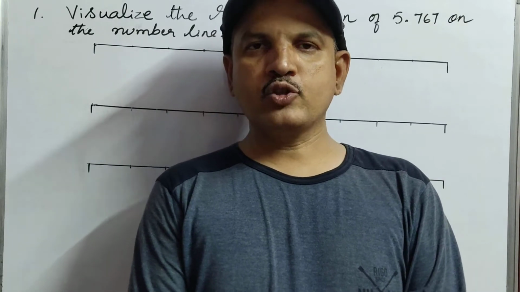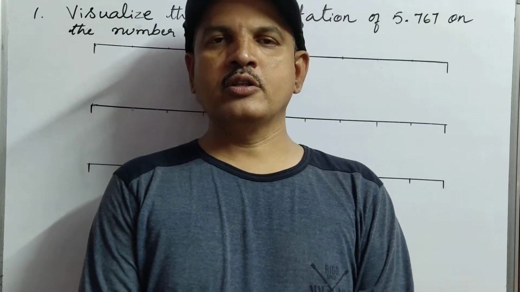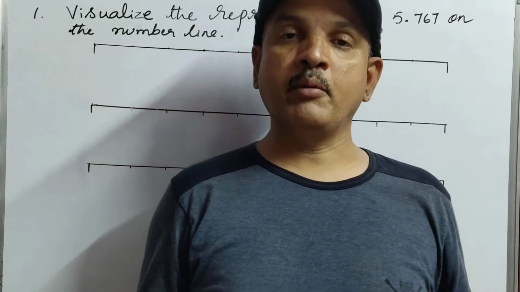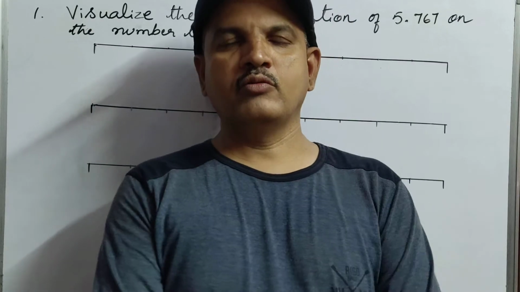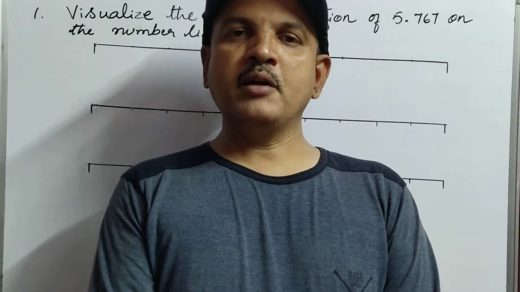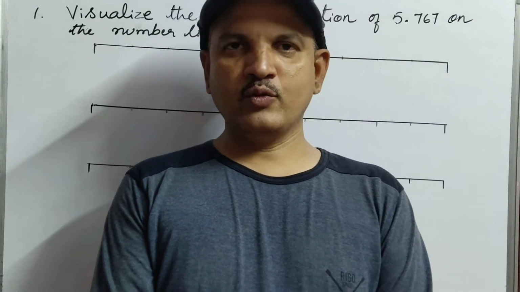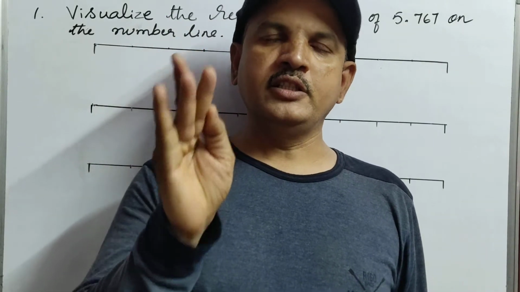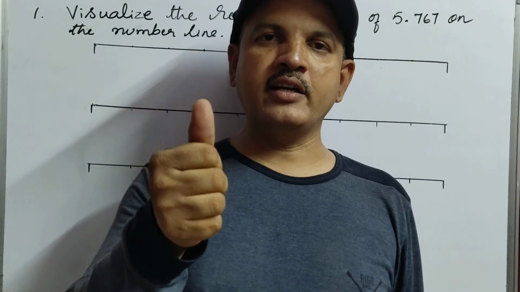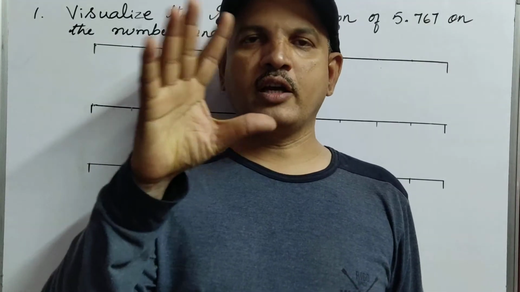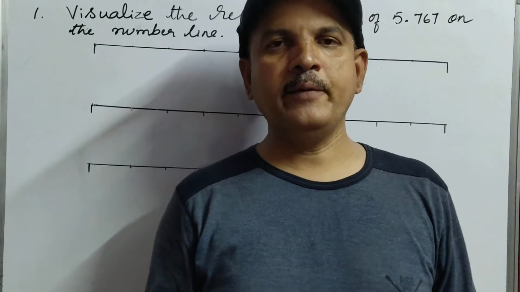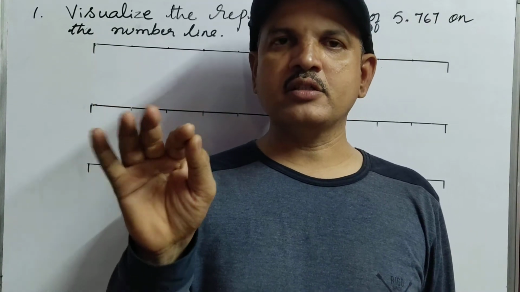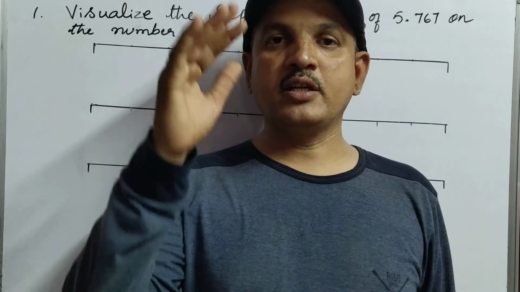Okay. In today's topic, we are going to learn about representation of real numbers on a number line. You may get doubt now. What is real numbers? Real numbers means already we discussed. You know what are real numbers? Natural numbers, whole numbers, integers, rational numbers and irrational numbers. All these come under real numbers.